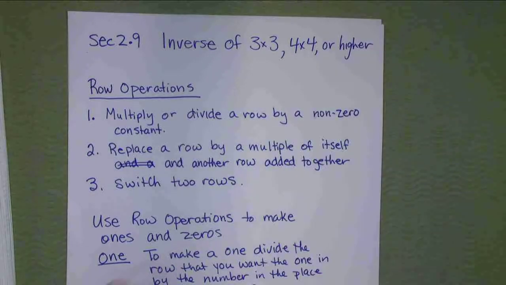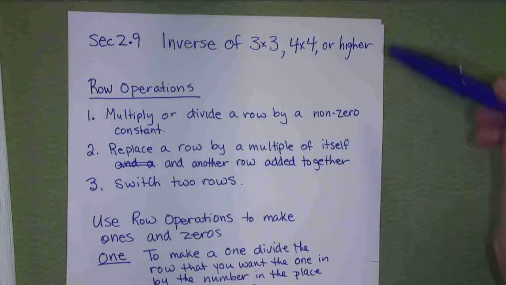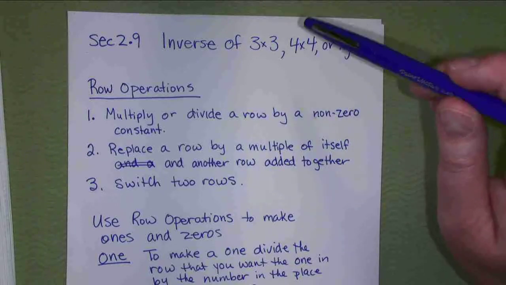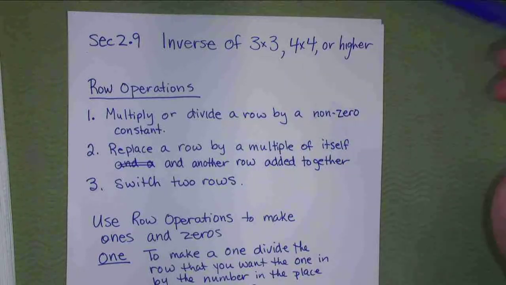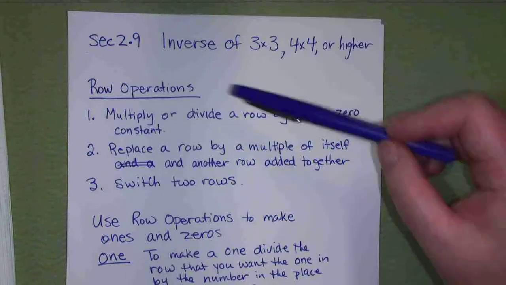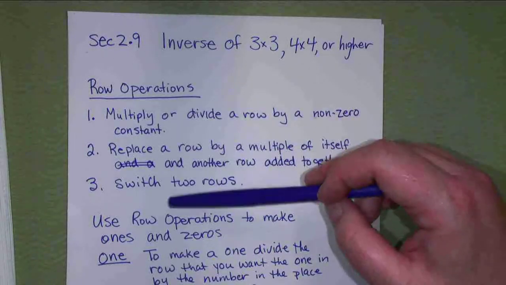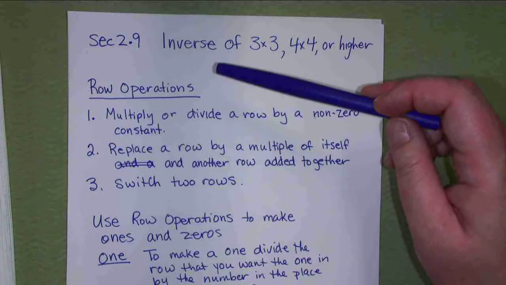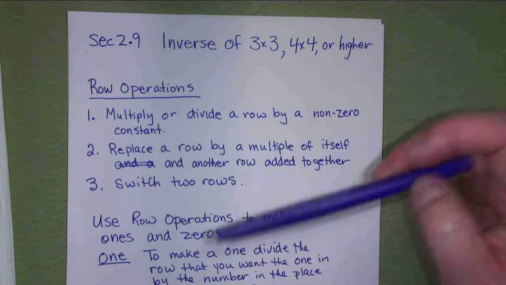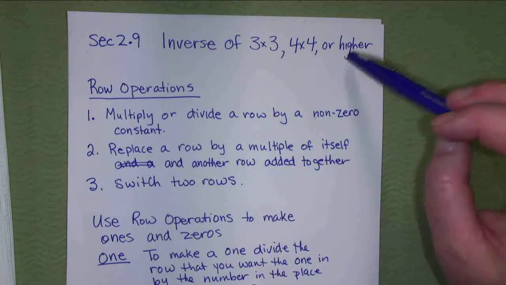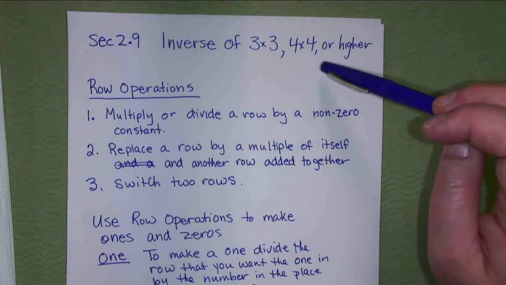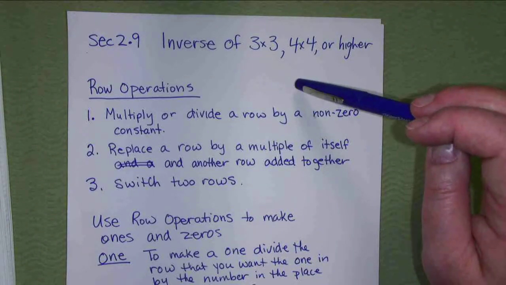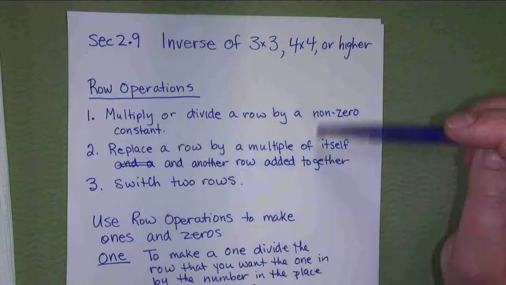Okay, so we're skipping ahead to section 2.9, and the reason we're doing that is we just finished talking about the inverse of a 2 by 2. What the textbook does is teach row operations, because you need them to find the inverse of a 3 by 3 or 4 by 4 or anything higher. Remember, an inverse is only of a square matrix. But I thought I would jump ahead and finish inverses first, and then we'll go back and use this for other things.